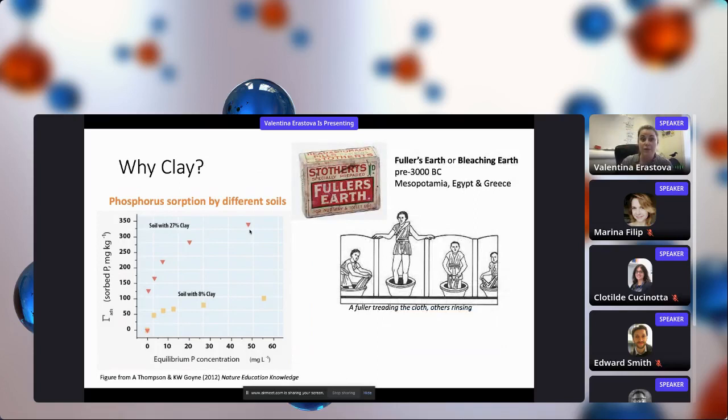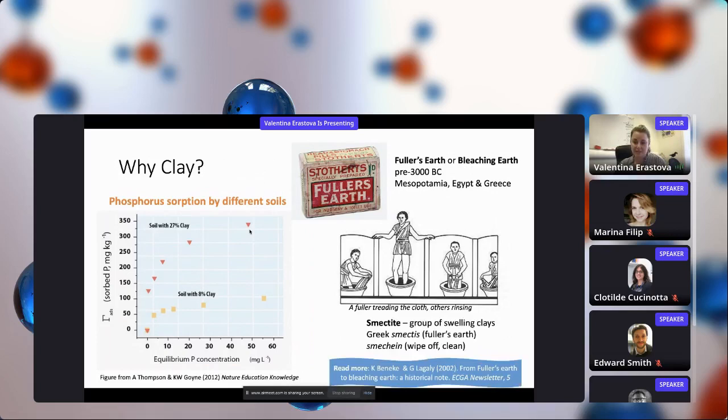Also, since clay can absorb and retain certain compounds in the soil, humans figured out a long time ago that clays can be used for cleaning. And that's how we came to fuller's earth. That's bleaching earth, and it's been used a lot for a while in the production of clothes. That gave the name to the very large group of clays, smectite clays, that are swelling clays, and it comes from the Greek for wipe off or clean. And if you're interested in the historical part of it, there's a really good article to look at.